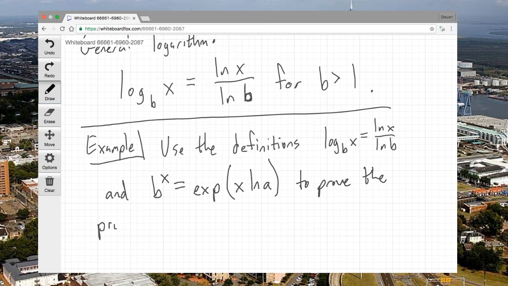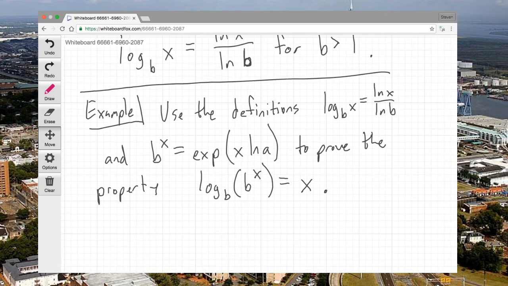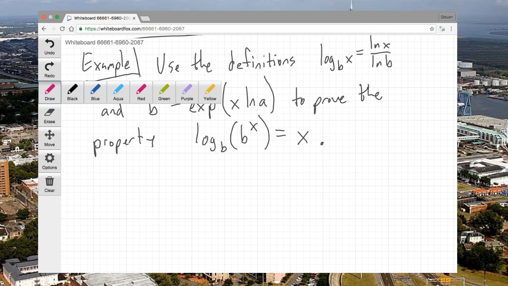and I'm going to prove the property that log base b of b to the x is just x. And what does that mean? Well, really that just means that they are inverse functions of each other. Just like the natural log is the inverse function of e to the x, the log base b is the inverse of b to the x. And we can do that from these definitions beyond a shadow of a doubt.